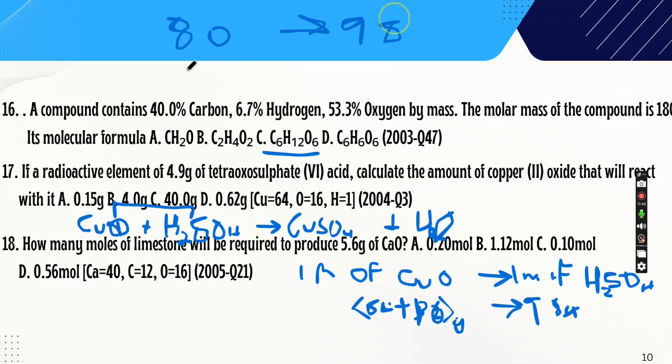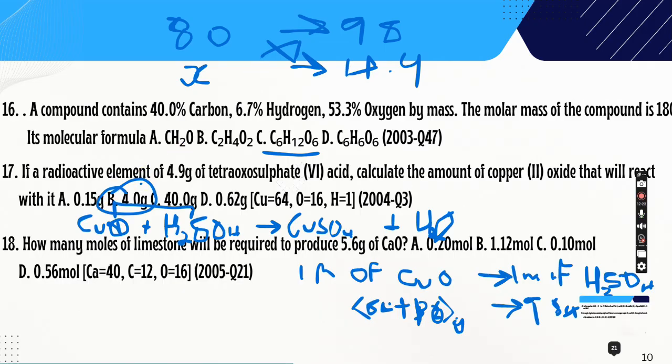So they're asking us for what mass of copper oxide. So that will be X. This will give us 4.9. If you cross multiply here and calculate for the value of X, that will be 80 multiplied by 4.9 divided by 98. And that will give us 4 grams, which is option B.